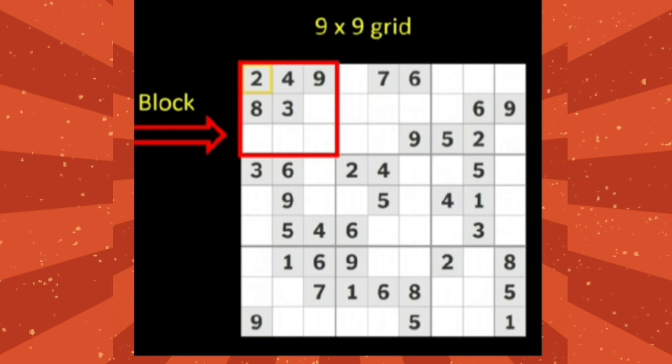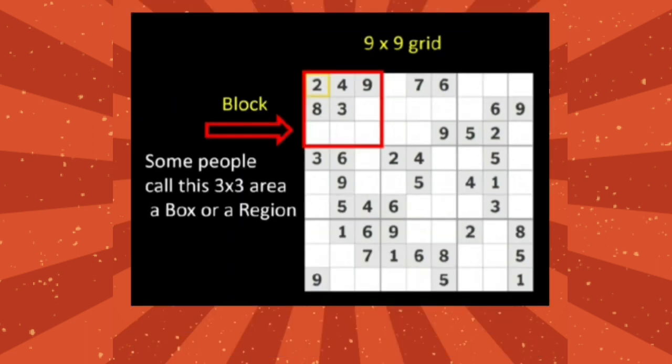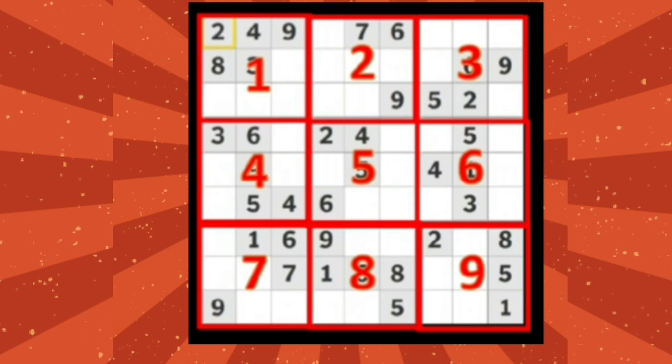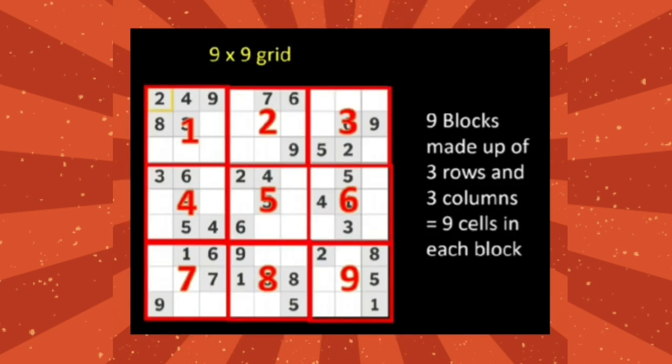This is a block. The block is the 3x3 area in the grid. Some people call it a region. Take a look. This 9x9 grid has 1, 2, 3, 4, 5, 6, 7, 8, 9 blocks or regions. The 9 blocks are made up of 3 rows and 3 columns, equaling 9 cells in each block.